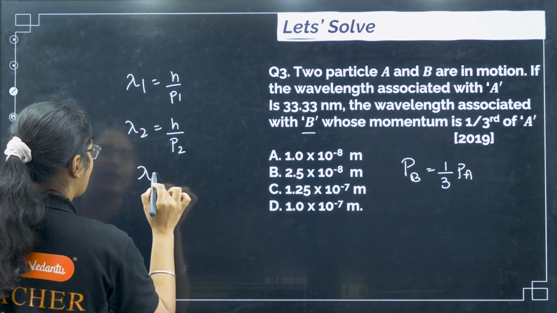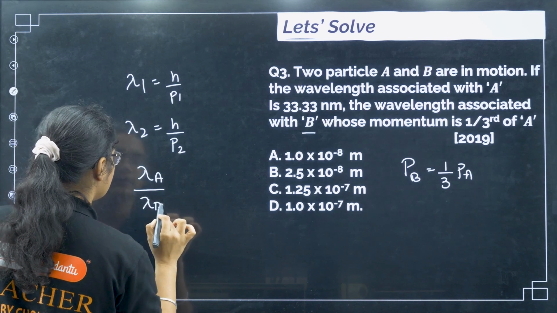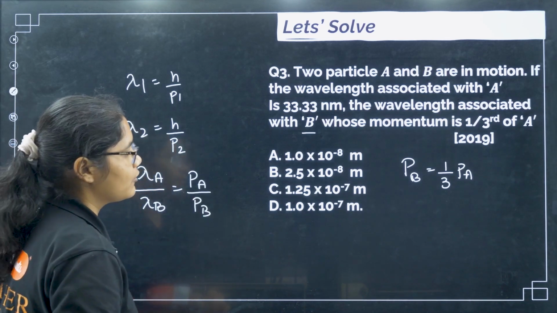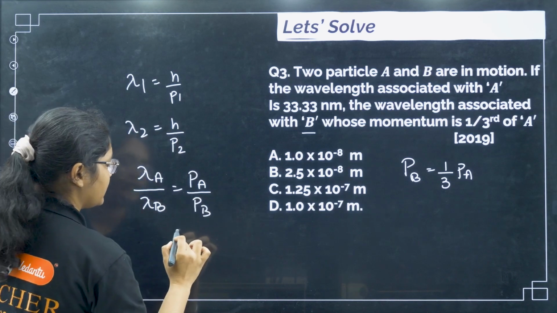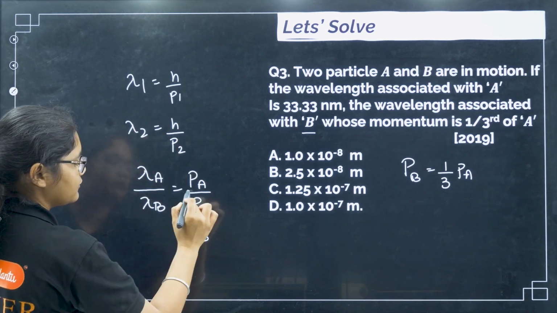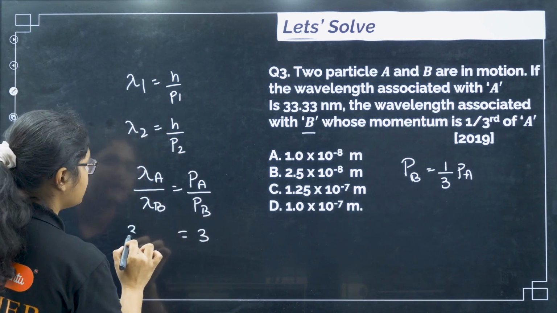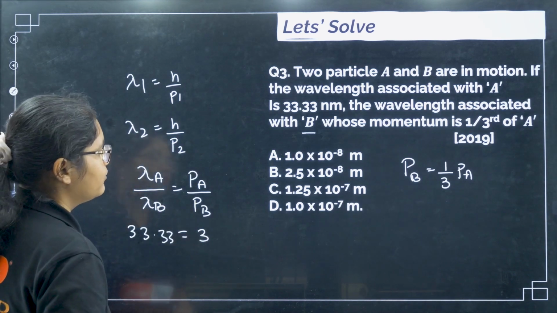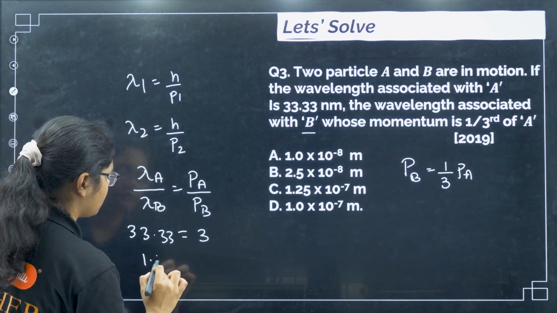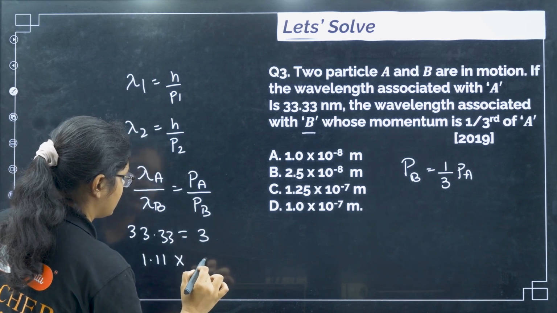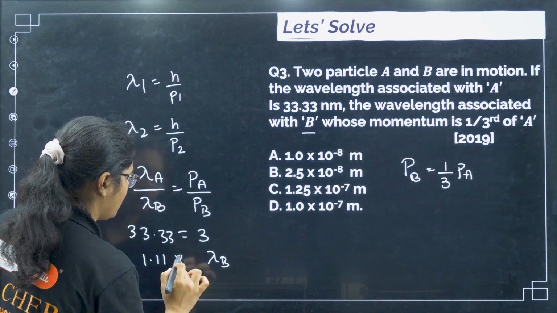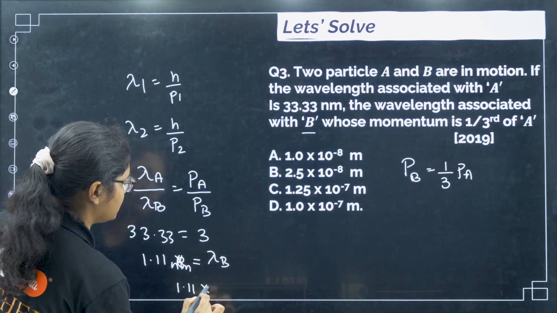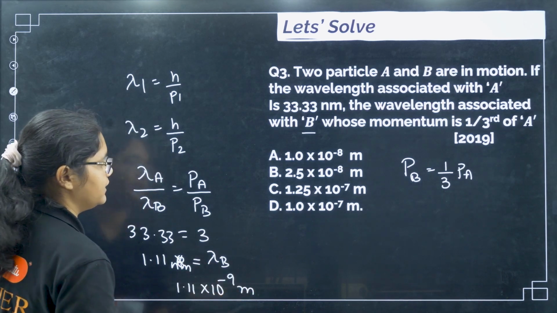So I have lambda a by lambda b is equal to pa by pb. Now pb is equal to 1 by 3 of pa, so that will become 3. Here I can substitute. Lambda a is already given to me, 33.33 nanometer. If I divide this, I'll get 11.11 nanometer for lambda b.